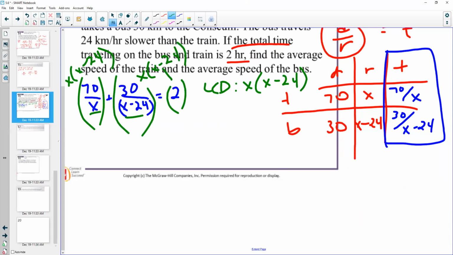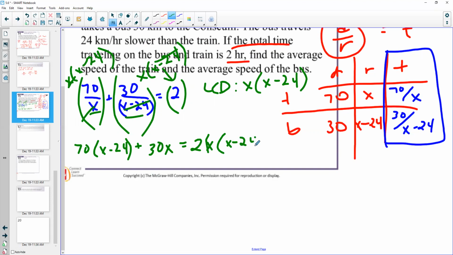Same here. I'm going to apply that there. I just ran out of space. So in this case, X cancels. I have 70 times X minus 24. In this case, X minus 24 cancels, plus 30X. And on this side, I have to use them all. So 2 times X minus 24.